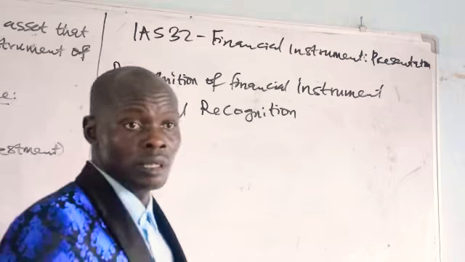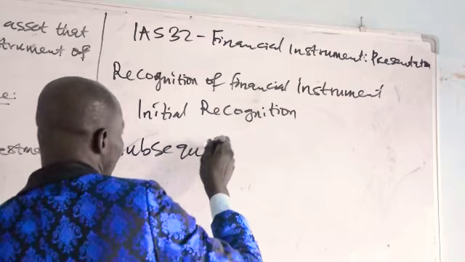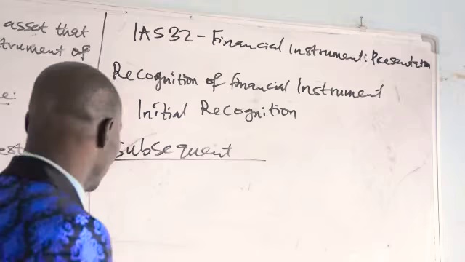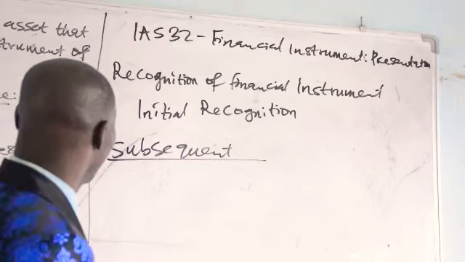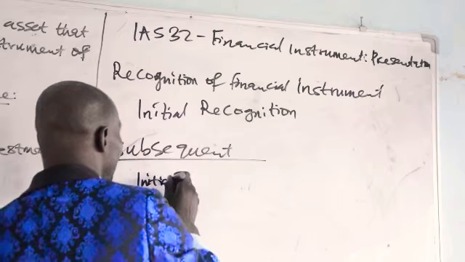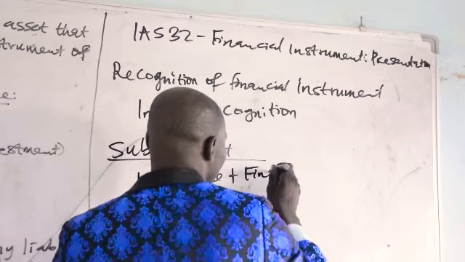So subsequent remeasurement. Subsequent remeasurement, financial instruments should be remeasured and recognized at amortized cost. By amortized cost, that means you need to prepare an amortization table. So which is initial value? Initial value plus the finance cost. Or let me say interest.